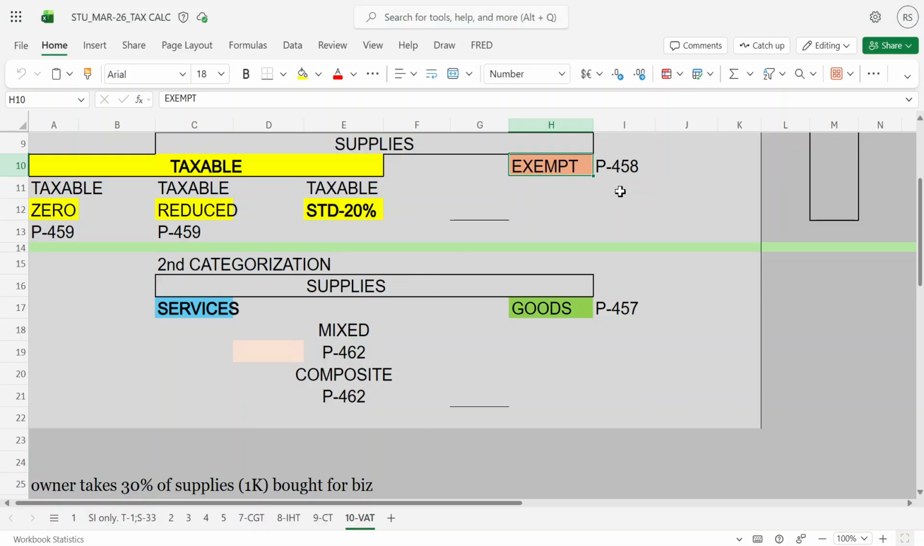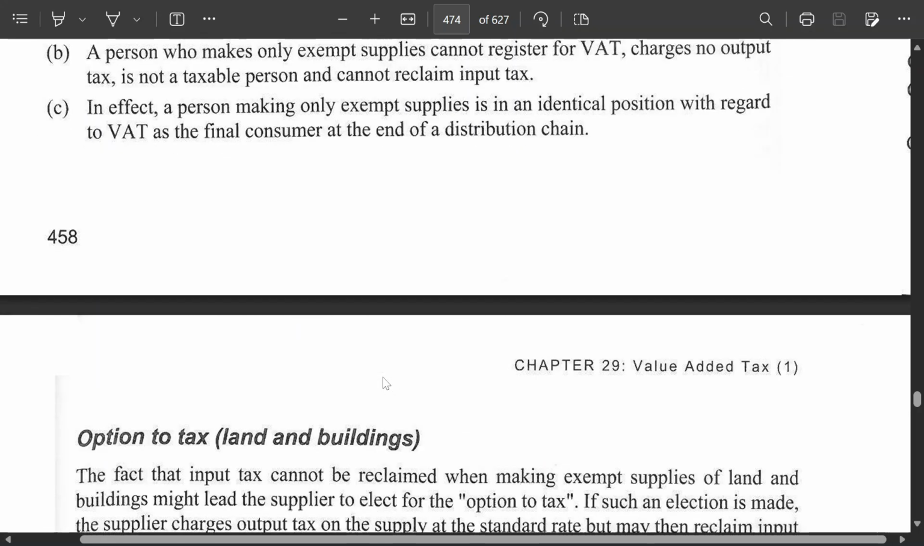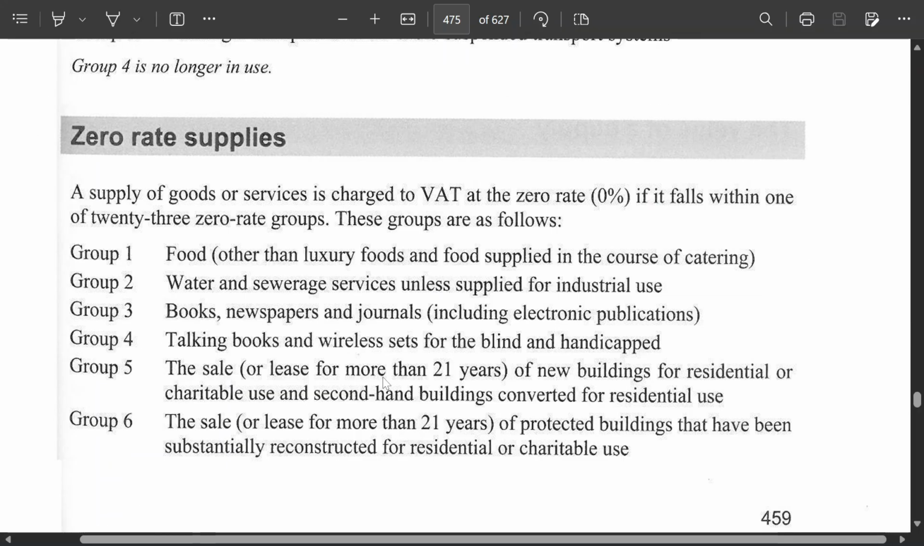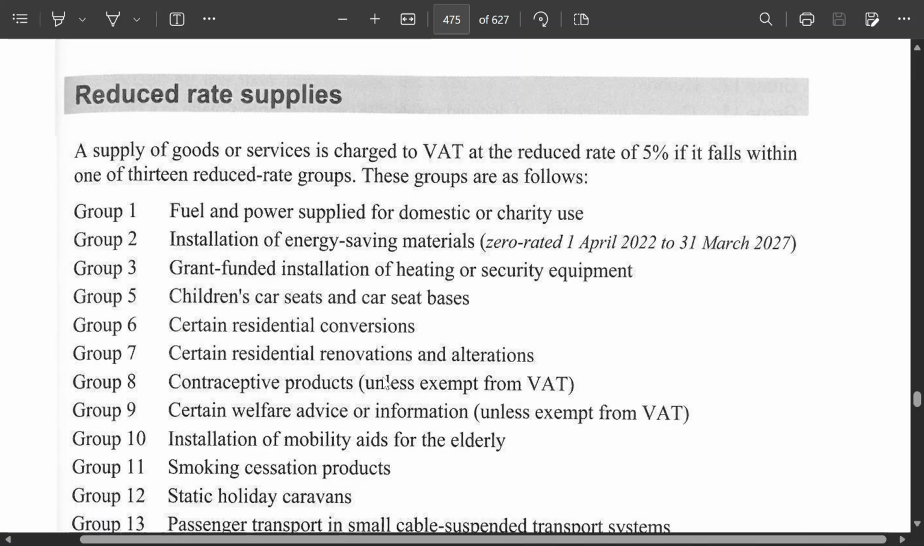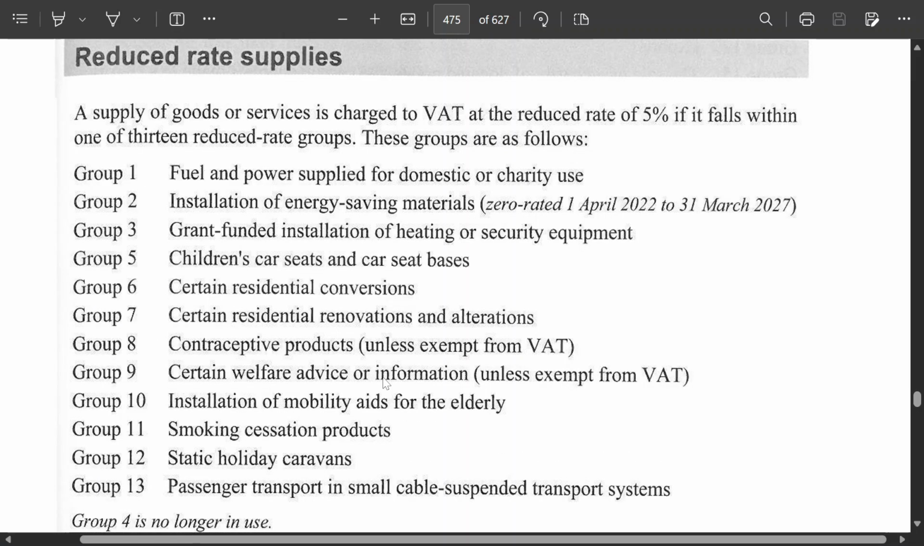Once again you see that supplies of goods and services, if it's not exempt, then it's taxable. And taxable supplies are of three types: zero rated, reduced rated, and standard rated, right? And again, you should have some idea. For the zero rated supplies, there's a list on page 459. So on page 459, you'll find a list of zero rated supplies here. And then this is reduced rate supplies, also given here, okay?